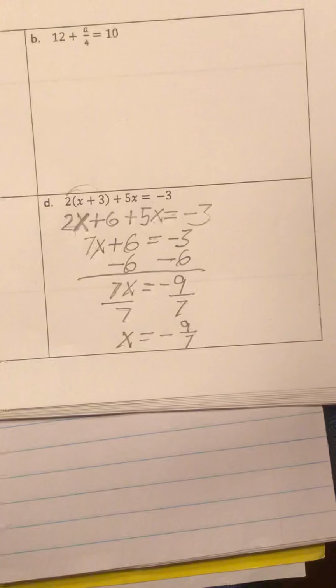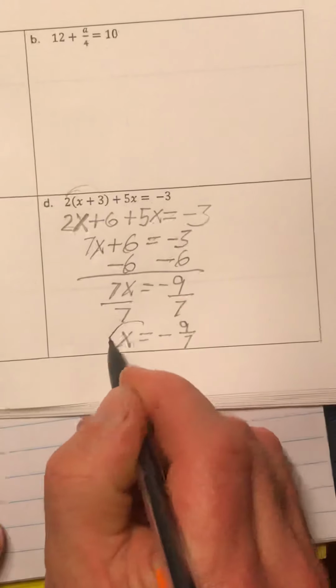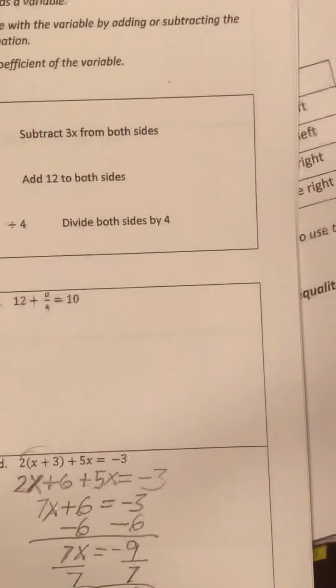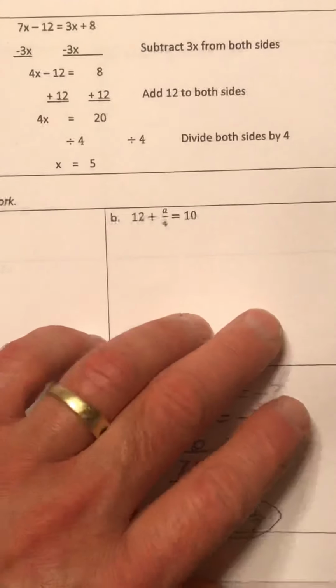That's one of the things that I do want to kind of work with you guys on, is getting a little more comfortable with fractions and fractional answers. So leaving it as negative 9/7 is perfectly okay. Alright, let's do one more from the next page. Okay, maybe a couple.